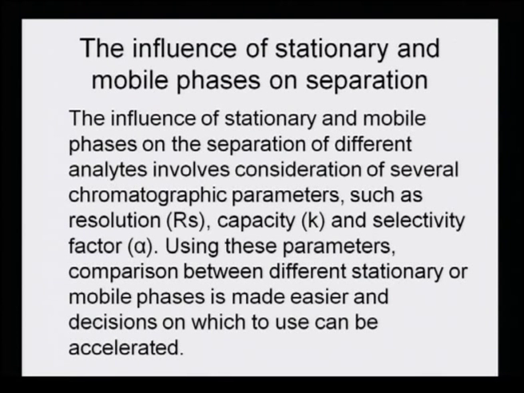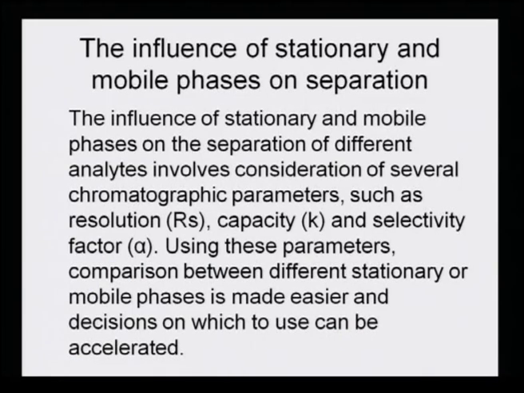See, it has to be understood very clearly that there is a compound A and a compound B in an extract. Let us just take a system which has only two components, A and B. Their reactivity towards the mobile phase and their reactivity towards the solid phase will be different. A will react differently and B will react differently, and that causes separation. The better their reactivity, the better will be the separation, and that is the crux of chromatographic technique. Using these parameters, comparison between different stationary or mobile phases is made easier and decisions on which to use can be accelerated.